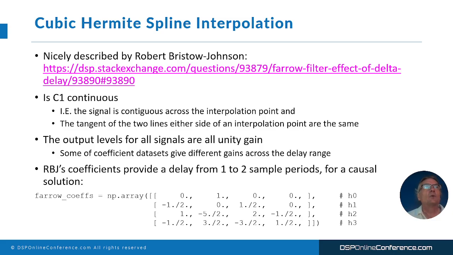What I ended up using was the cubic Hermite spline interpolation, which, as we saw in the previous discussion, is C1 continuous, i.e. the slope is continuous across our nominal sample points. Another benefit I found with this is that the output levels for all signals are unity gain, and RBJ's coefficients are shown in the slide here.